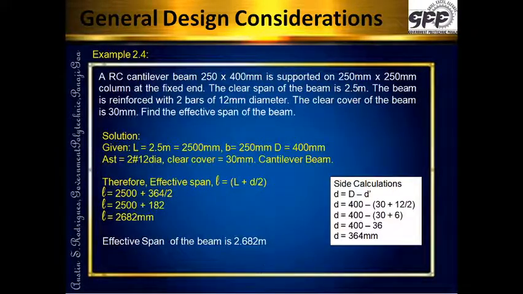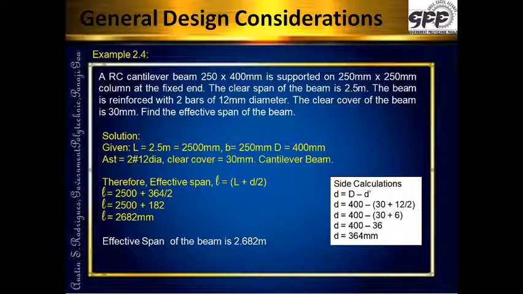Let us take another example. One example for a cantilever beam. A reinforced concrete cantilever beam, 250 mm wide, 400 mm overall depth, is supported on a 250 by 250 column.